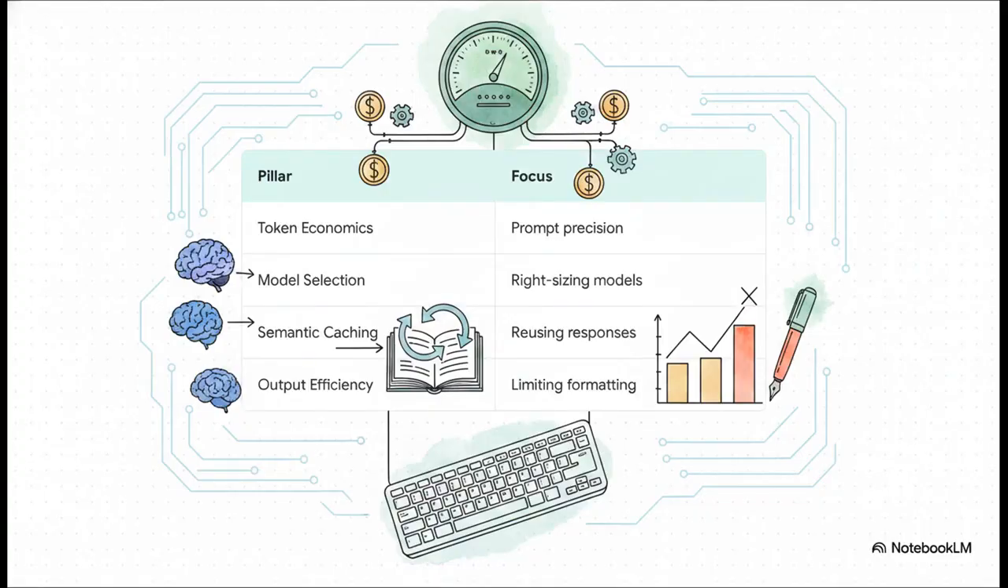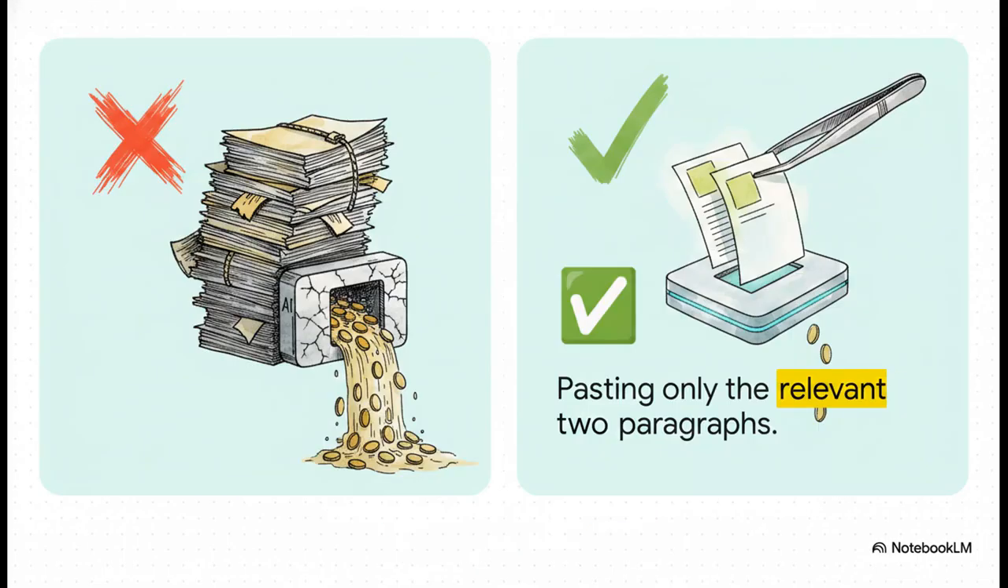So how do we actually change those costly behaviors at scale? The source material lays out 4 specific pillars of education: token economics, model selection, semantic caching, and output efficiency. We have to train our users on each of these so they fundamentally understand that their keyboard is essentially hooked directly to a corporate meter. Let's break down that first pillar, token economics.